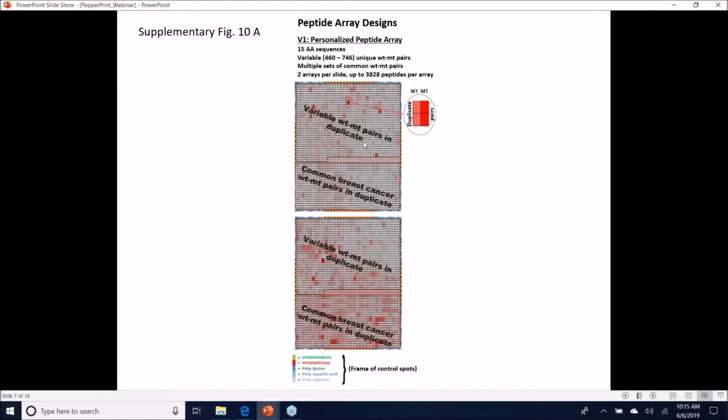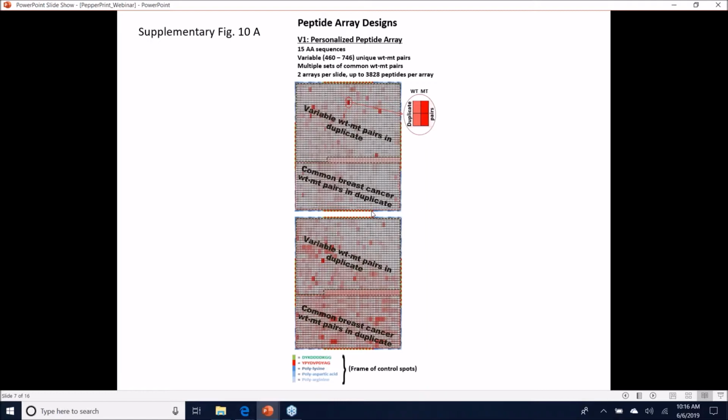So this is a chip design where we have anywhere from 460 to 746 unique wild type and mutant pairs. And then we put in what we call common breast cancer mutations, which we have mined from the literature. Now, these are the genes that are not necessarily mutated, but we wanted to know whether or not immune reaction against these can be detected in the patient samples as well.